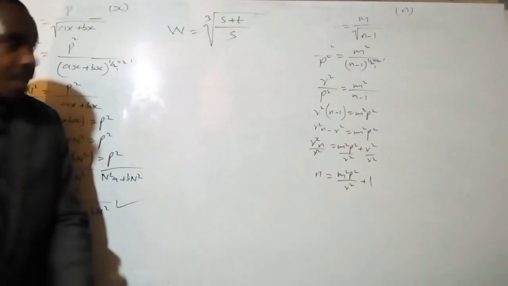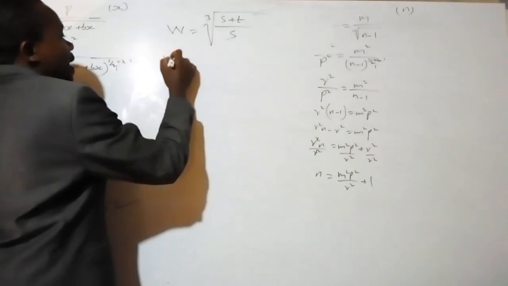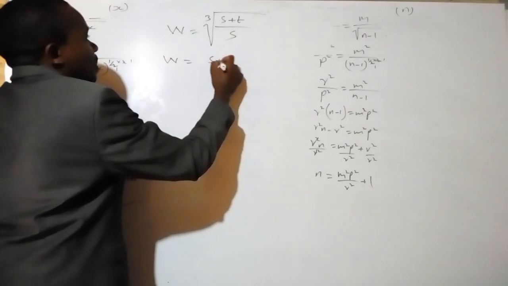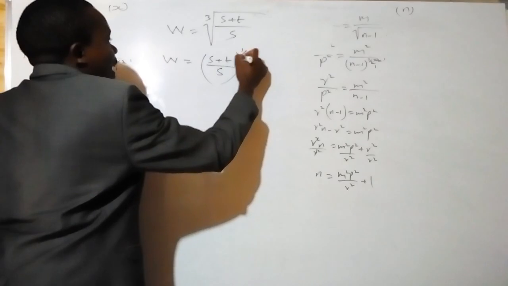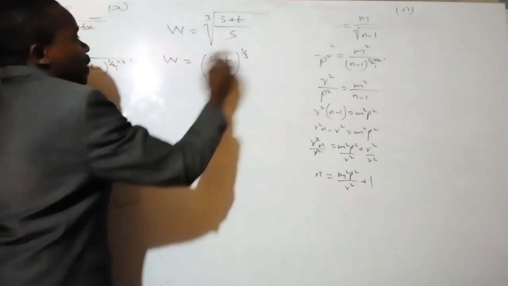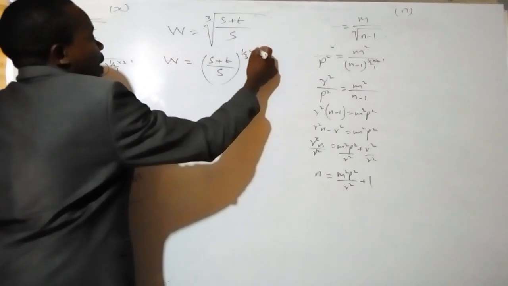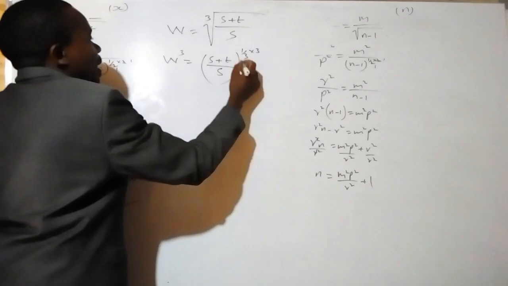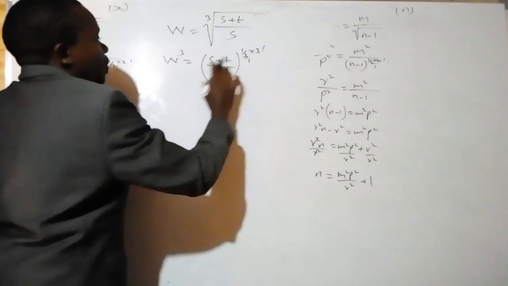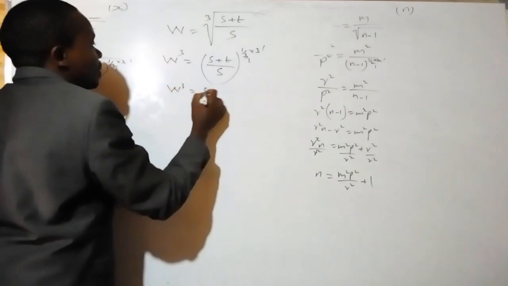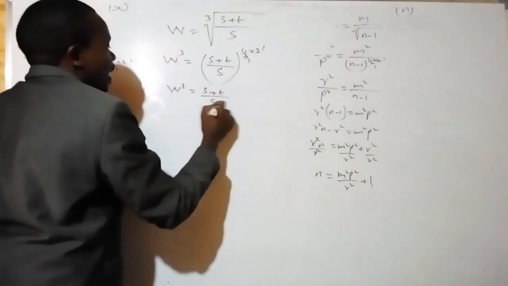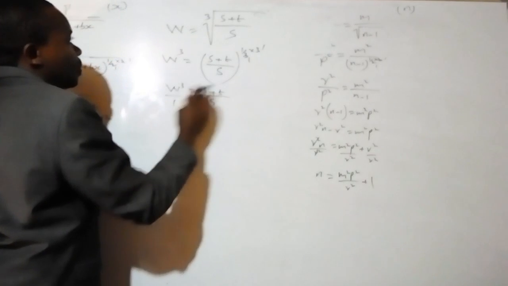We are going to say that W is equals to s plus t all over s, the whole of this in brackets to the power of a third. This power of a third means third root. So after that we can cube, the power 3 and power a third cancel, so that you can open the brackets. W cubed is equals to s plus t over s. Then after that we can cross multiply. We are supposed to make s the subject of the formula.